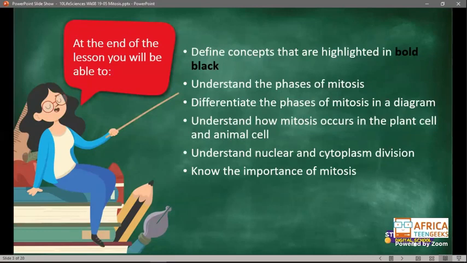So guys, at the end of this lesson, what I want you guys to be able to do is to define concepts that are highlighted in bold black, to understand the phases of mitosis, to differentiate the phases of mitosis in a diagram. So if you are given a diagram, you should be able to describe or differentiate the phases of mitosis.